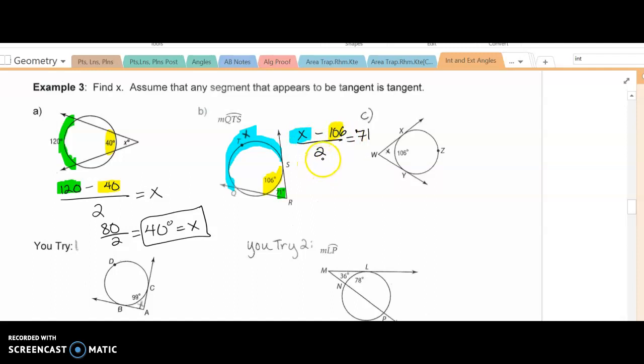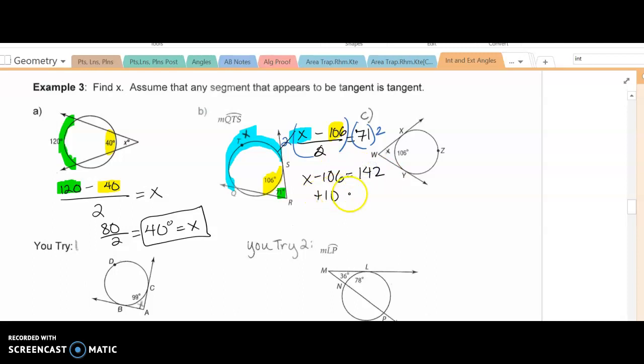So the big arc is x, the little arc is the 106, and I can't just do x minus 106 and divide by 2. What you have to do is treat this like an equation that you need to solve for x. So in this equation, how would you get x by itself? Well, of course, you'd get rid of that 2 in the denominator first. You're going to multiply both sides of the equation by 2. So that gives you x minus 106 equals 142.